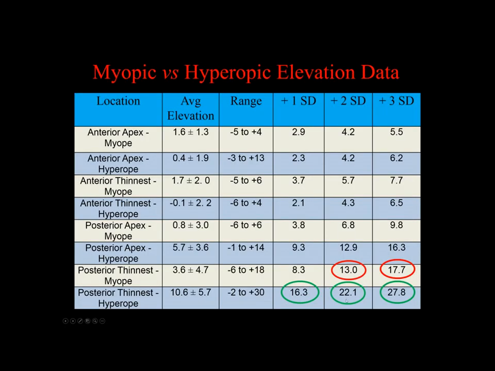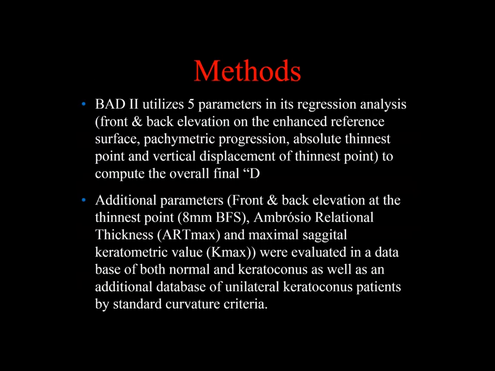So the reason we added a hyperopic database is, again, hyperopes. We know hyperopes are different than myopes. They have flatter corneas, they have different anterior chambers, and it turns out that they actually have different elevation values, particularly on the posterior surface.